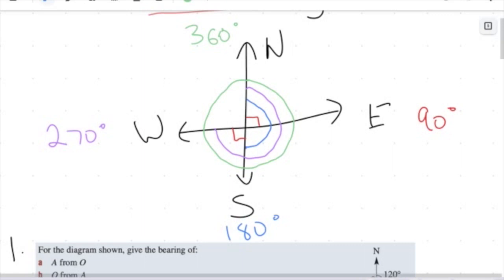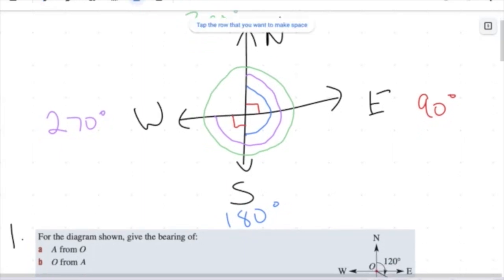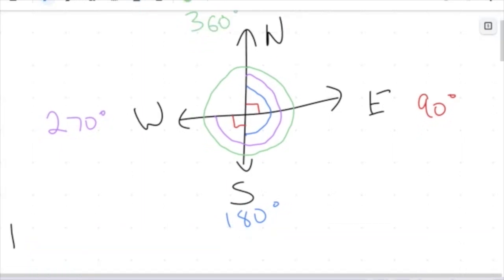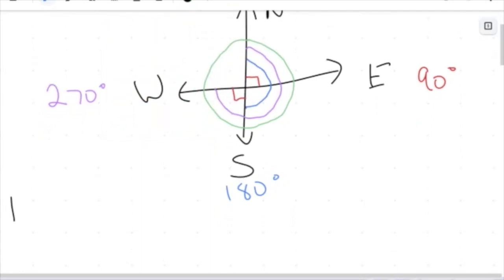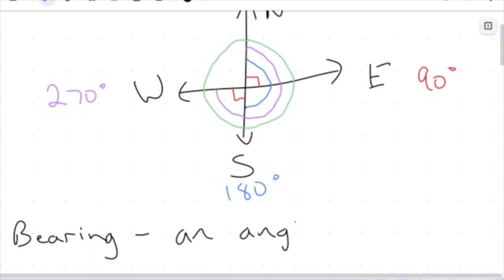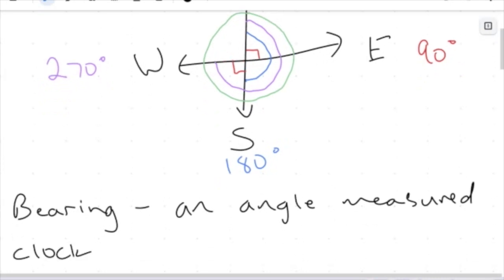So bearings are all about giving us directions. Now, we can define a bearing as an angle measured clockwise from north. Clockwise from north.